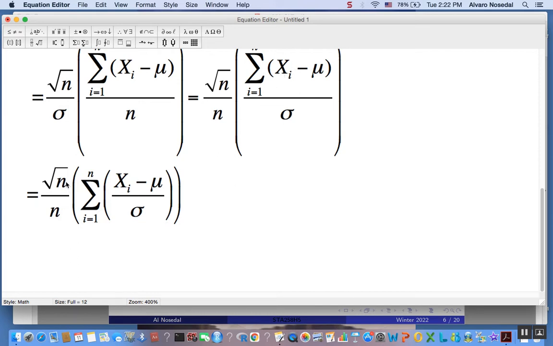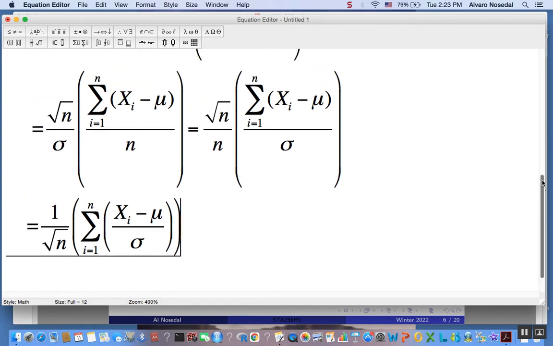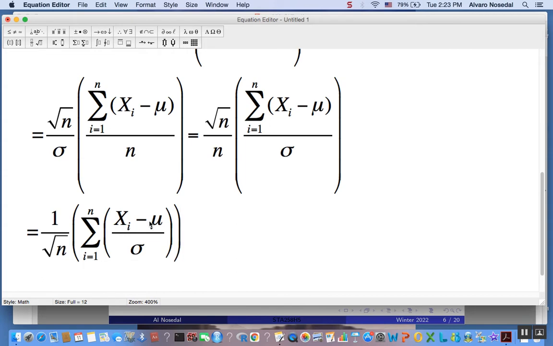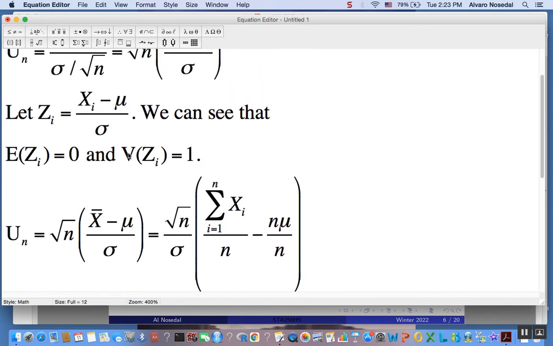And now let me simplify a little bit. Here we have square root of n divided by n, so what I end up with is just 1 over the square root of n. Agreed? Make sense? Okay, but now these guys here, xi minus mu divided by sigma, that's the zi that we defined. It's a random variable with mean 0 and variance 1.